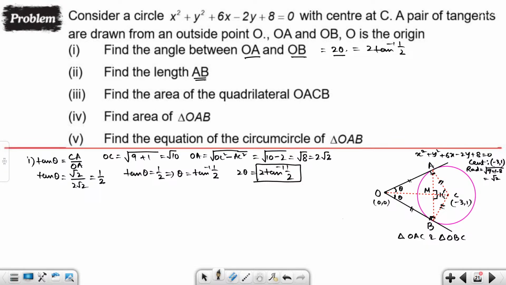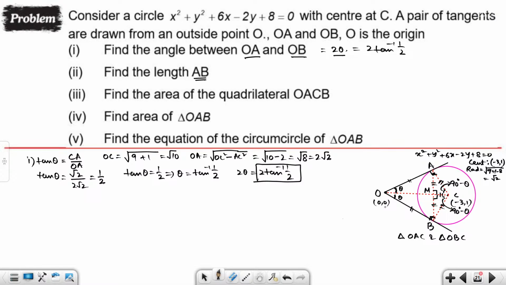Why am I telling you? Because OAC is a right angle triangle. This is 90 degree and this is theta. So obviously this angle is 90 degree minus theta. In a similar way, this angle is also 90 minus theta. So these two triangles are congruent. So from here we can say that AM and MB are equal, right?